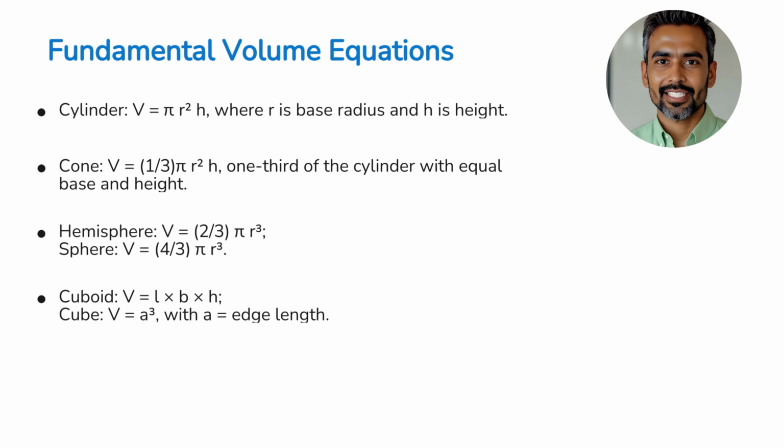Don't forget cuboids and cubes. For a cuboid, volume is length times breadth times height, or V equals L times B times H. For a cube, with all edges equal, it's simply edge length cubed, or V equals a cubed. Keep these formulas handy. They are the tools for every volume problem, especially for combined solids. You'll see how these appear again and again.